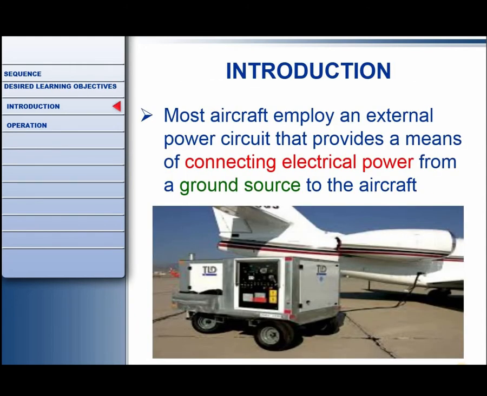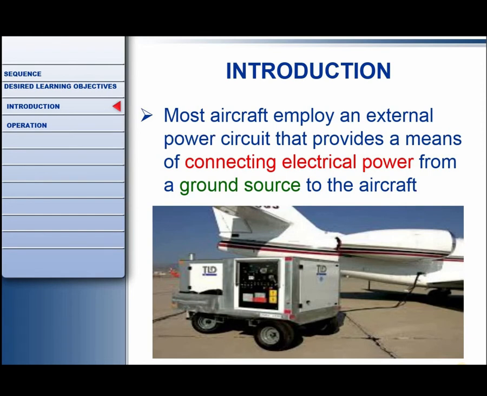Here is an example of a ground power source for an aircraft. This ground power source can provide 28 volt DC as well as 115 volt AC 400 hertz. Dear students, this 115 volt 400 hertz AC is very important for providing power to the different aircraft systems.